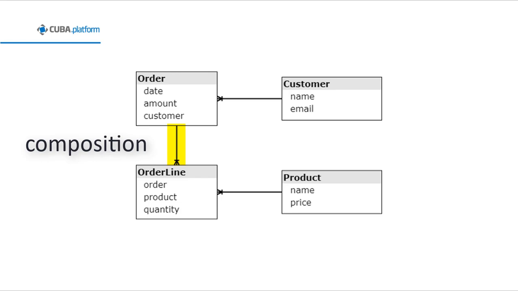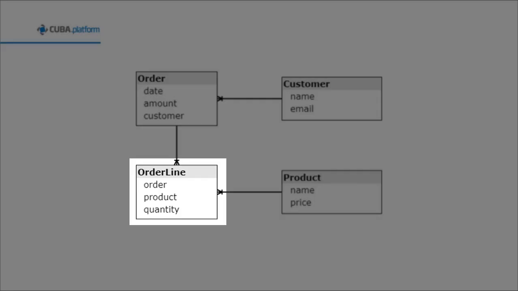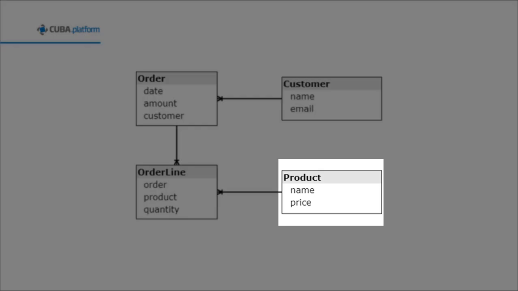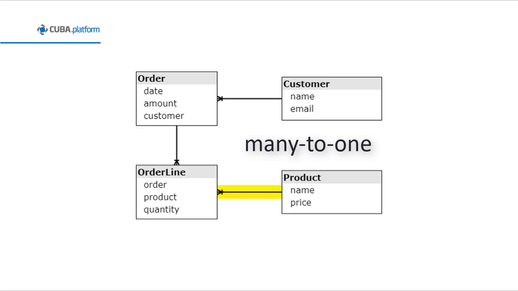This is a kind of one-to-many relation that means that the order lines are created and edited alongside the original order. The order line, in turn, refers to the product as many-to-one. The type of this relationship is association.